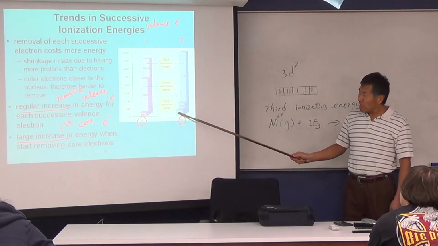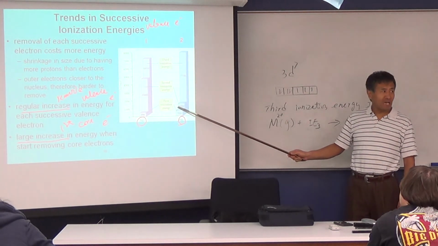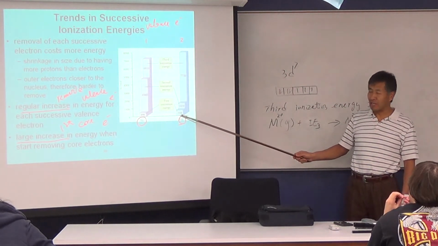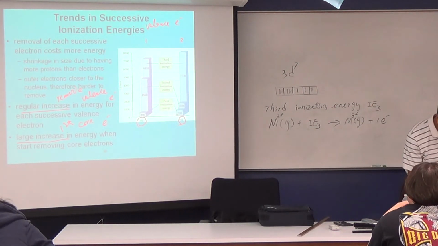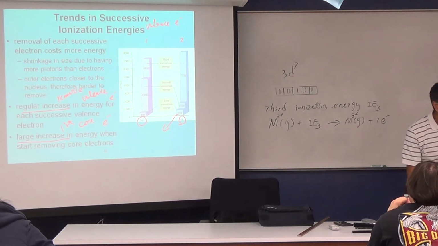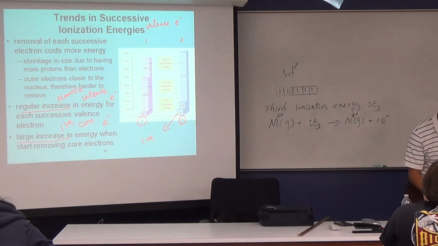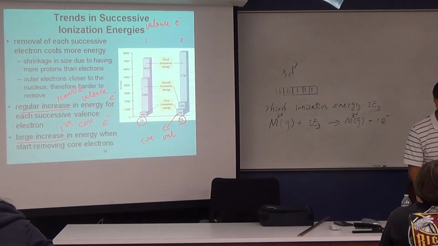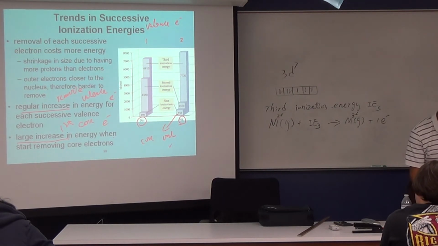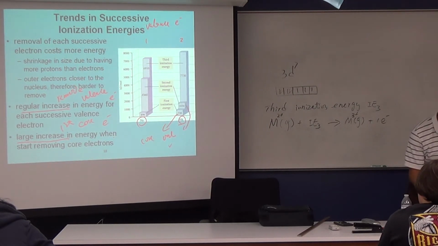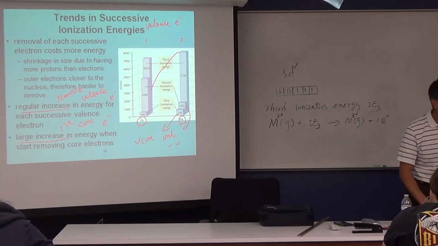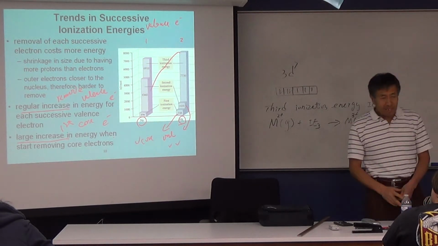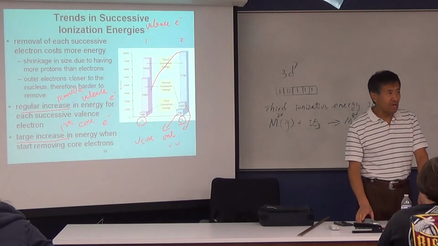Right? Now what we are removing here, this is the first one for Mg, what kind of electron? This is 738. So this one removes what electron? Is this for the core or the valence? Valence. Now what about this? This is also valence. And what about this? That's the core. Right? You can do some of those questions, okay?